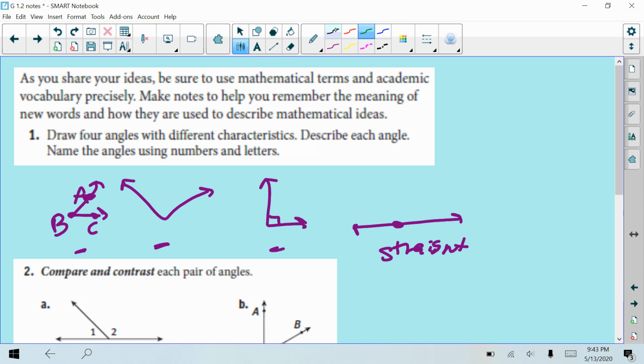So the vertex is here, vertex is here, vertex is here, vertex is there. And then you can label it. I guess I am going to go ahead and do them all. So these are all angle A, B, C, but they are different. If we wanted to use letters, we could call it angle 1, 2, 3, 4.